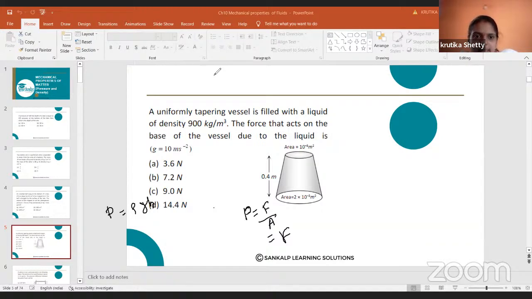Anybody else getting the answer? It is 7.2 Newton. Has anyone else got it? The pressure comes to 3.6 into 10 raised to 3. The pressure value is 3.6 into 10 raised to 3. Yes, B. Okay, let us go to the next question.